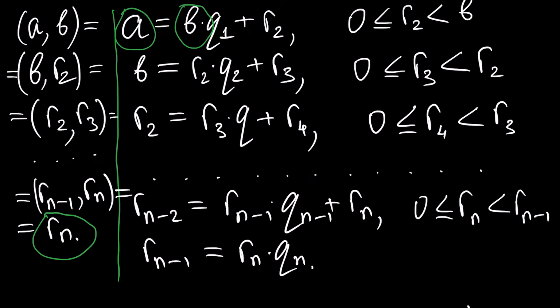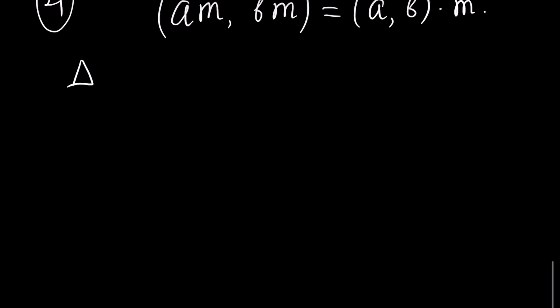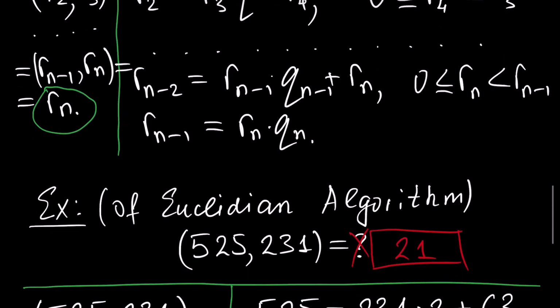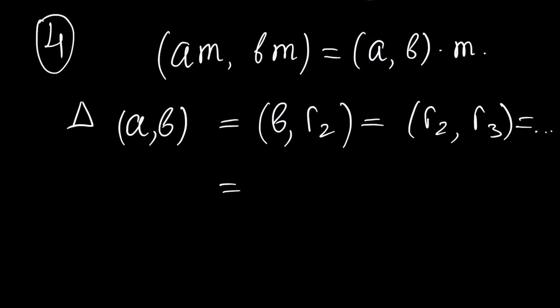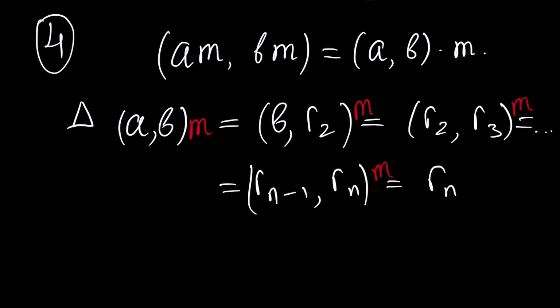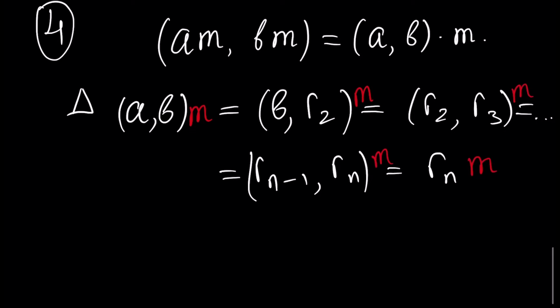Let's rewrite these equalities, and we will have the greatest common divisor of A and B is equal to the greatest common divisor of B and R2, which is equal to the greatest common divisor of R2 and R3, and so on, which is equal to the greatest common divisor of Rn minus 1 and Rn, and this is equal to, at last, Rn. In these equalities, we can multiply each element of this equality by m, and which proves our result.